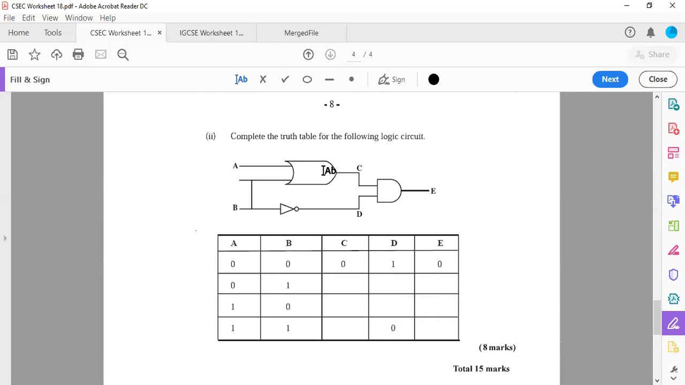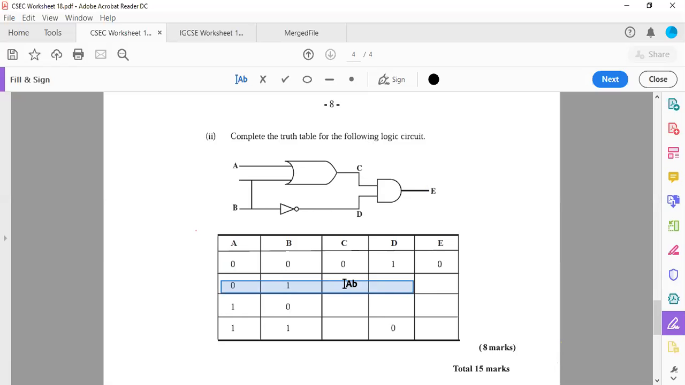So this symbol is an OR symbol, this is an AND symbol, and this is a NOT gate. So we are going through the process of completing the table here. The columns are A, B, C, D, E. Your E is your final output. C and D come from these two gates. A and B are your inputs for C.